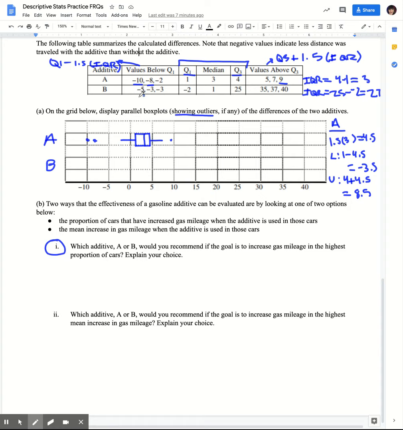Okay, so additive B, I have my quartile 1, my median, and quartile 3. So my median is 1, so that goes right here-ish. My quartile 1 is negative 2, which is approximately right there. And then quartile 3 is 25, way up here. Okay. I probably will not draw a straight line here, but I'm doing my best. Okay, so there's my IQR.